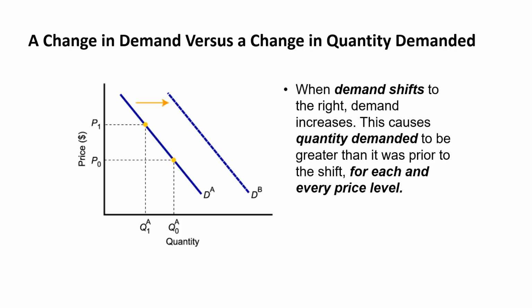Now over here, when the demand shifts to the right, demand increases, right? As we mentioned, if it shifts to the right, that means the demand will increase. And we can see it will increase at every single point along the new demand curve. Over here, you can see, what happened? There is an increase in the price. Over here, an increase in the price as well. So this caused the quantity demanded to be greater than it was prior to the shift for each and every price level, as we can see over here.